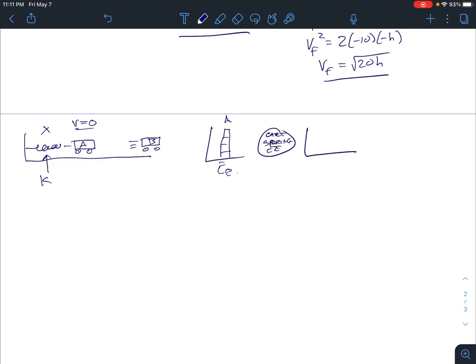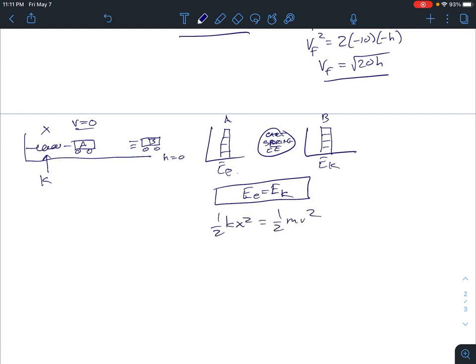But this doesn't change height, so I don't have to worry about EG because there's no change in height. So the EG would be the same on both sides. It would be 0 because we'll just say that that's the 0 height. And then at situation B, it's all EK now. So what does our equation look like? Well, it's just EE, and it's turned into EK. And now we can actually put equations to this. So 1/2 kx squared, that's what EE is, equal to 1/2 mv squared.